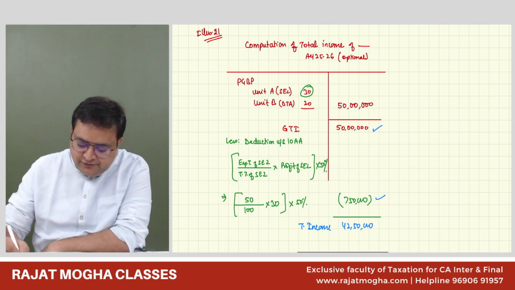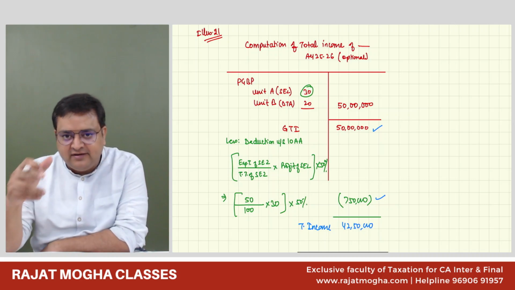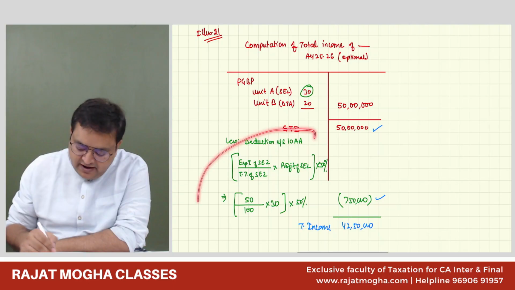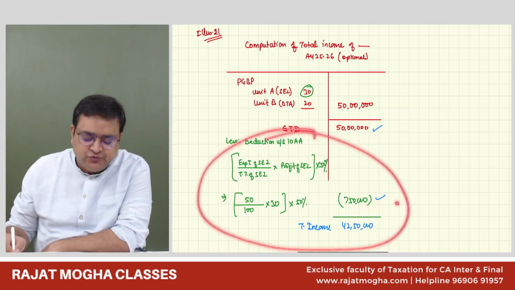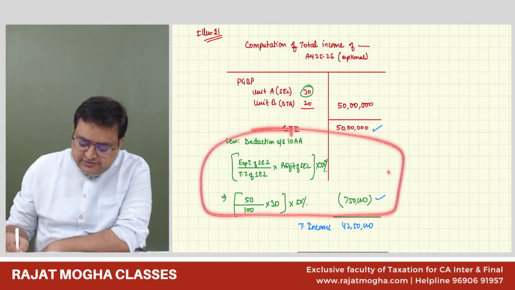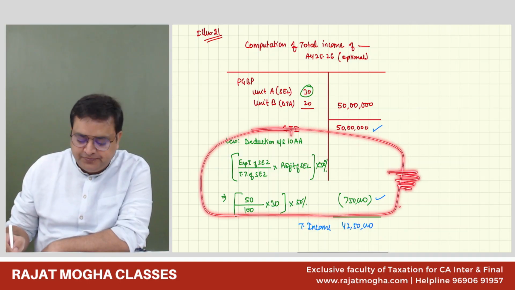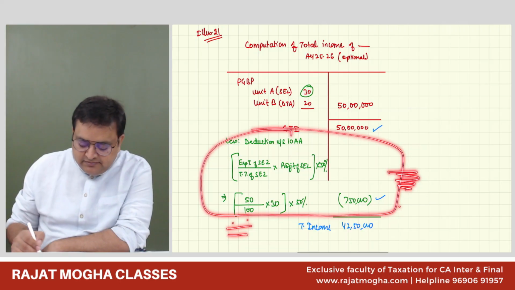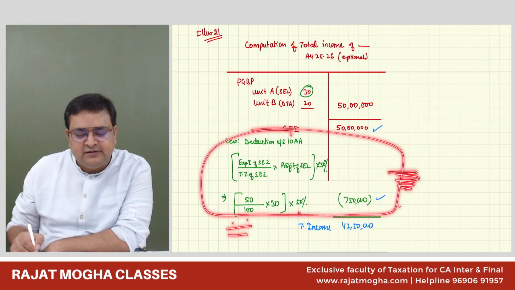So first of all, if they have asked only for the deduction, then we have to show only this much. In this question, they have asked only this much, right? And we can just write a note over there that we are in the 6th year, so that is the reason we are taking 50%, right?